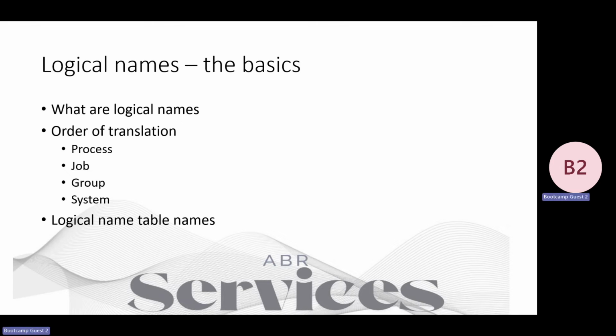Logical names are contained within a series of logical name tables, and those, in order of translation, go in a certain particular order, and it's what I call the logical name tree. Process logical names come first. That's the first place you look for a translation. If it's not there, it's going to then search the job table, which is the next level up.